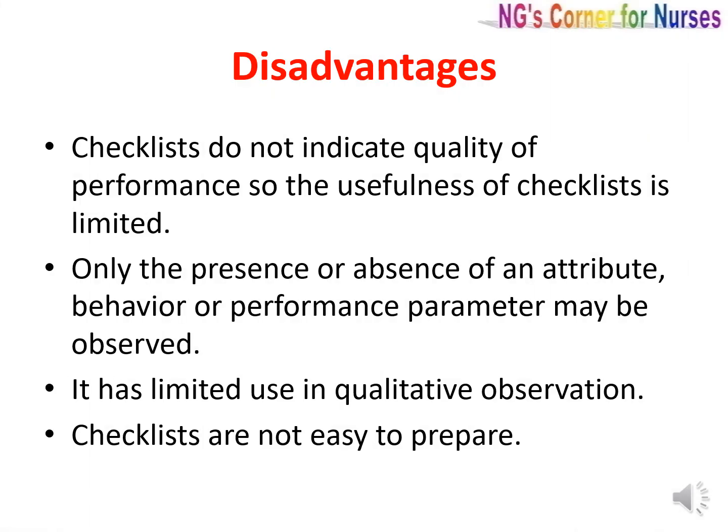Let's see the disadvantages of using a checklist. Checklists do not indicate quality of performance. They only indicate whether each step of that performance is performed or not performed. So the usefulness of a checklist is limited. And for that reason, a checklist has limited use in qualitative observations. And checklists are not easy to prepare. It is time consuming.